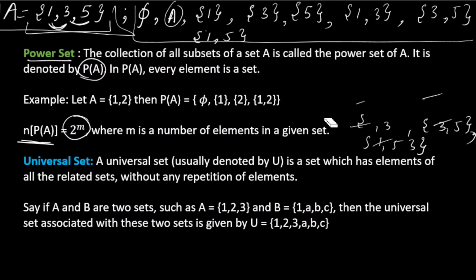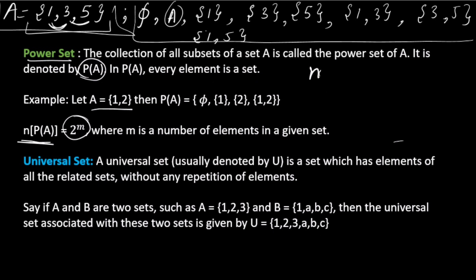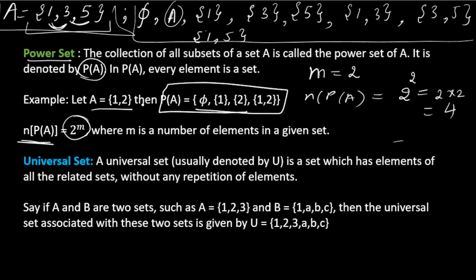Now I have given you two examples. The first example was this one. Here A has how many elements? A has two elements, so m is equal to 2 here. If I have to find the number of elements of its power set, it is 2 raised to power m. That means 2 raised to power 2, which means 4. Now in this example we can see that 4 elements are there in the power set of this set A: 1, 2, 3, 4.